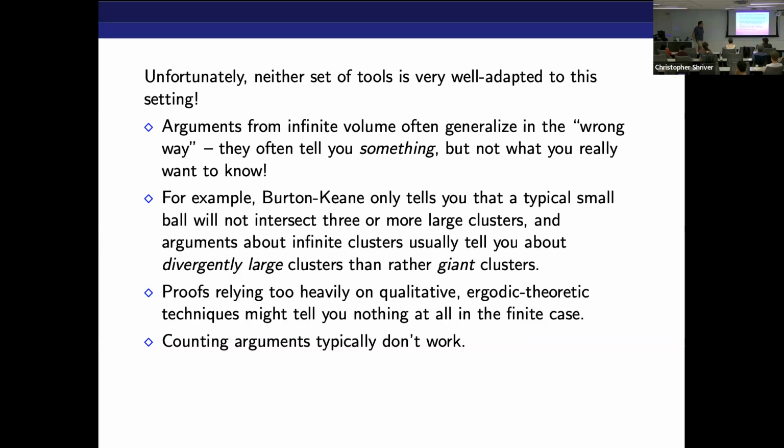Moreover, if these proofs rely too much on ergodic theoretic techniques, they might just tell you nothing at all. Like we saw in this Newman-Schulman proof, you say the number of infinite components is not random, and then it has to be one with positive probability if it's finite with positive probability. But this uses the fact that if you have an automorphism invariant event, then it has probability 0 or 1, and that's just not true in the finite case, right? It's not even approximately true. It's not that you have probability close to 0 or 1. It might have probability a half. So you really can't use those kinds of techniques at all.